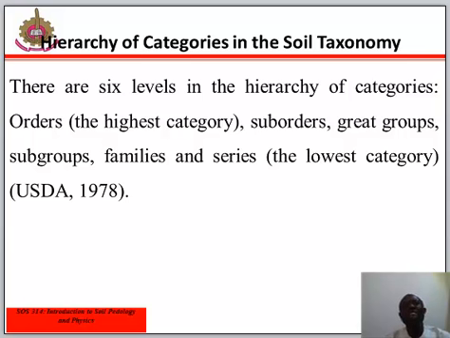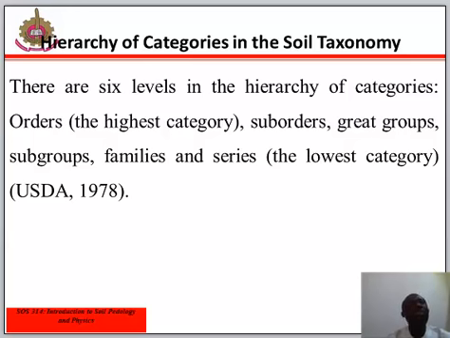Subgroups. There are three kinds of subgroups. One, the typic subgroup, which represents the central concept of the great group. Two, intergrades, which are transitional forms to other orders, suborders, or great groups, for example, aridic paleustolls or oxic paleustolls. And three, extragrades, which have some properties that are not representative of the great group but do not indicate transitions.